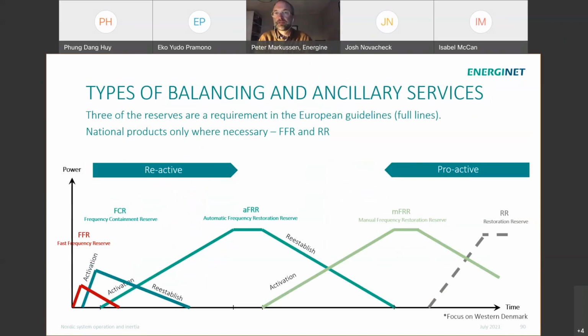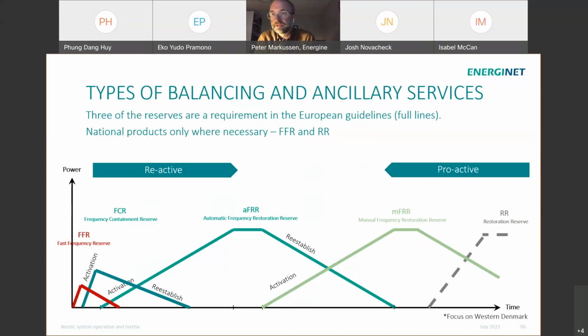So when we then have our ACE, then we have the three main services. That's the frequency containment reserve, the fast reserve, the AFR to be activated between 2 to 5 minutes, and then the MFR to be activated in 15 minutes. Then there also is a restoration reserve, an even slower reserve, and then there also is fast frequency reserve just being implemented in the Nordics, and I will get back to that later.